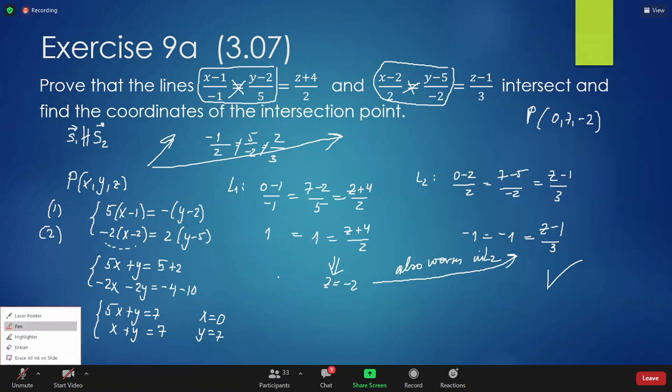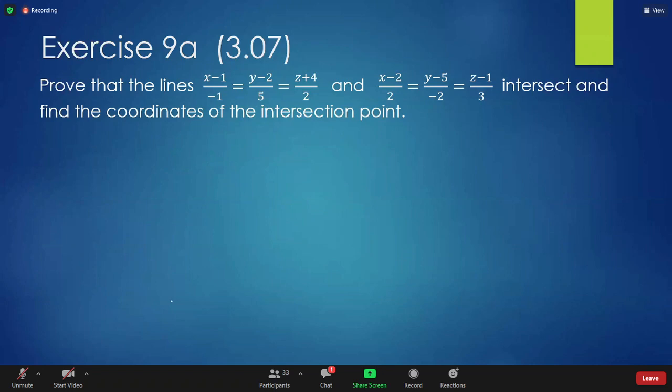The second possible approach would be to write the parametric equations. So the first line would be x equals 1 minus 1t, y equals 2 plus 5t, z equals minus 4 plus 2t. Remember that in the parametric equations, we use exactly the same values, the same points, the same numbers. So the point on the first line is (1, 2, minus 4), and its direction vector, (minus 1, 5, 2), gives the coefficients for the parameter t. So that would be for the first line.